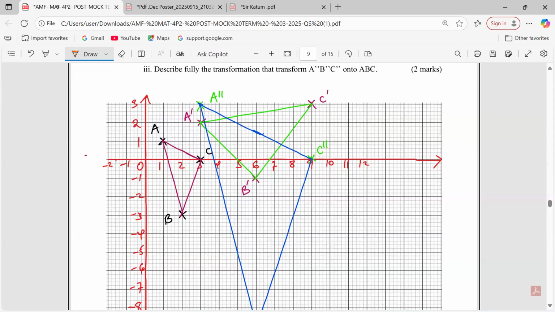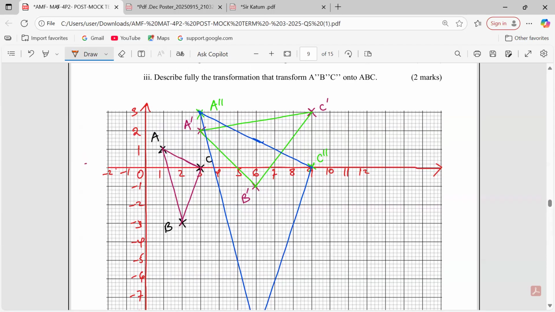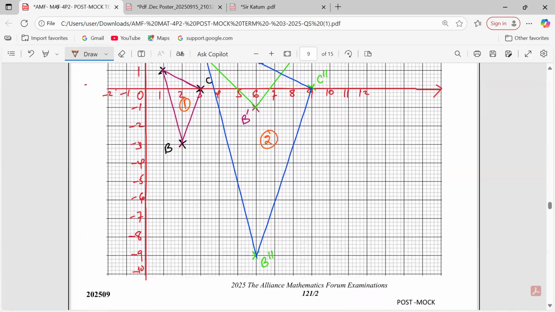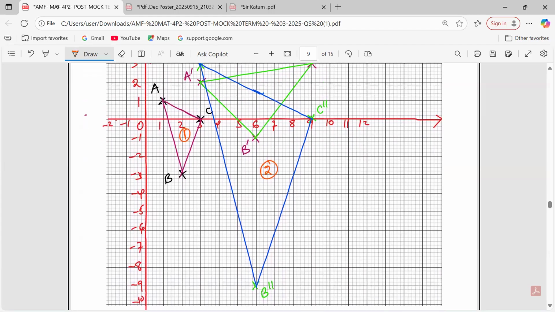But technically, you're supposed to be very sharp in this one, because you must understand that now the second image is being treated as the object, so that it is mapped back to the original image, which now becomes the image. Therefore, it's this one being mapped to this. Let me call this one 1, then this one is called 2. So we are mapping 2 into 1, meaning that the enlargement scale factor is going to reduce this.